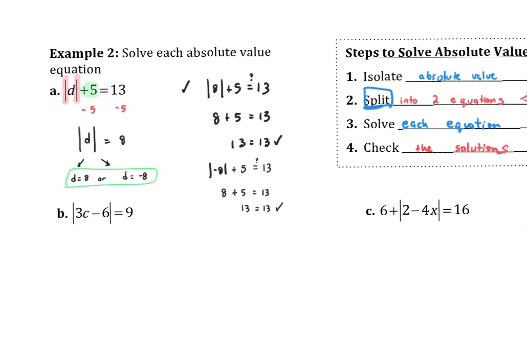So first we isolated the absolute value by moving this 5 to the other side, subtract 5. Then, step 2, we split it into two equations, erase the bars to get one of them, and then the other one, we take the opposite. And if there's more to solve, then we would have done that. Lastly, we check them.